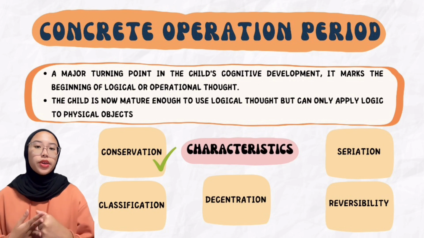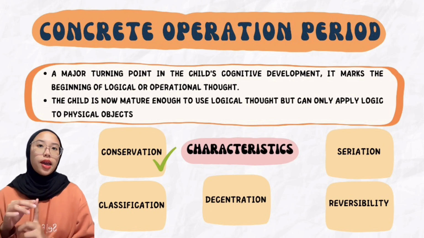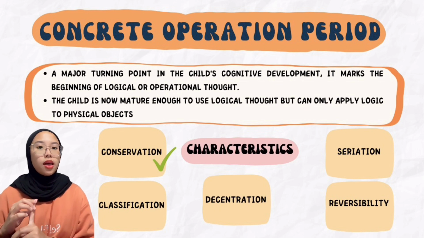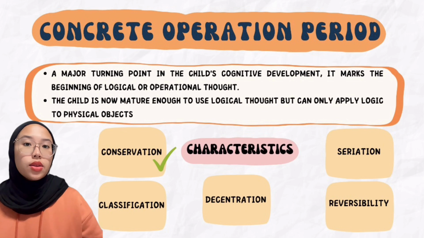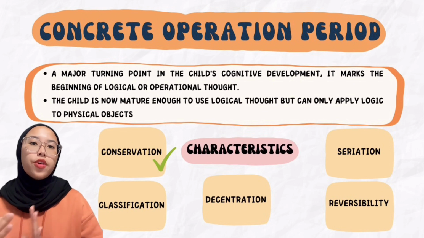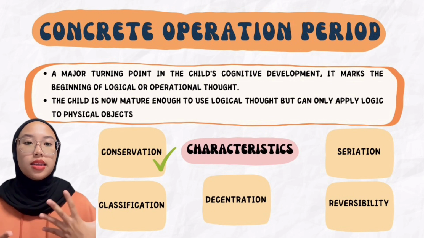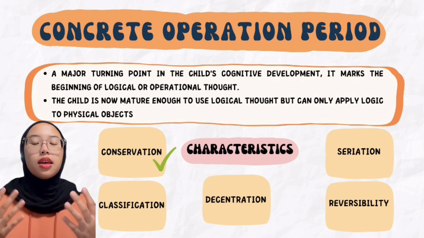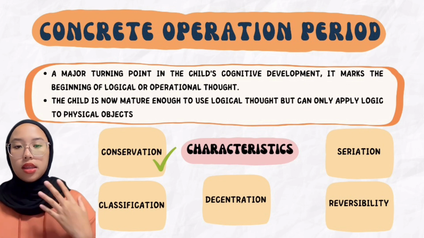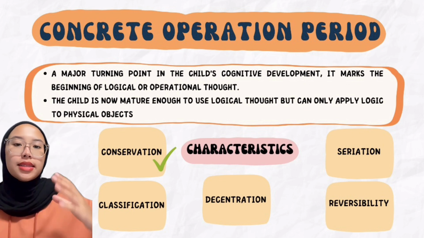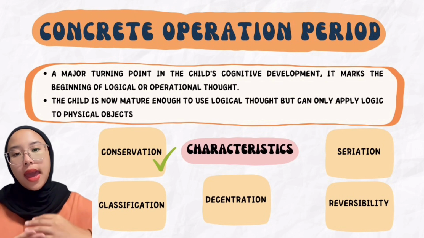In classification, there are 2 types. Firstly, the child in the concrete operational period is able to tell that 2 different objects are in 2 different classes. The third one is decentration. Decentration is very related to conservation. Fourthly, we have seriation. In this characteristic, the child is able to mentally sort a group of things into some sort of order. Lastly, we have reversibility. This characteristic involves an understanding that actions can be reversed.